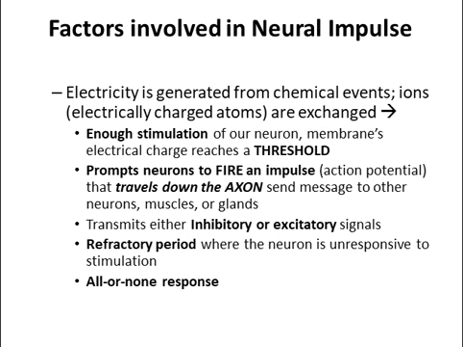neurons to fire an impulse, or an action potential, that travels like a wave down the axon and sends a message to other neurons, muscles, or glands that transmits either an inhibitory or an excitatory signal. Turn on, turn off, basically. And then after that happens, we have this refractory period where the neuron is unresponsive to stimulation. So a certain amount of time must pass before it can receive new messages.